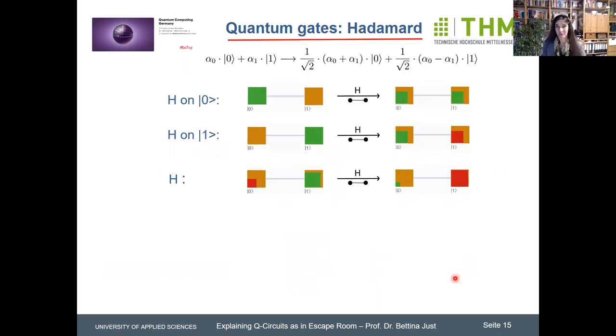Hadamard gate. Fourth of five. Hadamard is a very special gate. It's like shaking and dividing the squares. Up to now, we moved entire tiny little squares to the other side. Now Hadamard does the following. If applied on that state, it will divide the square into two equal sized squares and put one here and one here. If applied on that state, it will also divide this square of area one into two equal sized squares and put a green one here, and a red one there. And Hadamard applied on an arbitrary state will mix up the two effects.